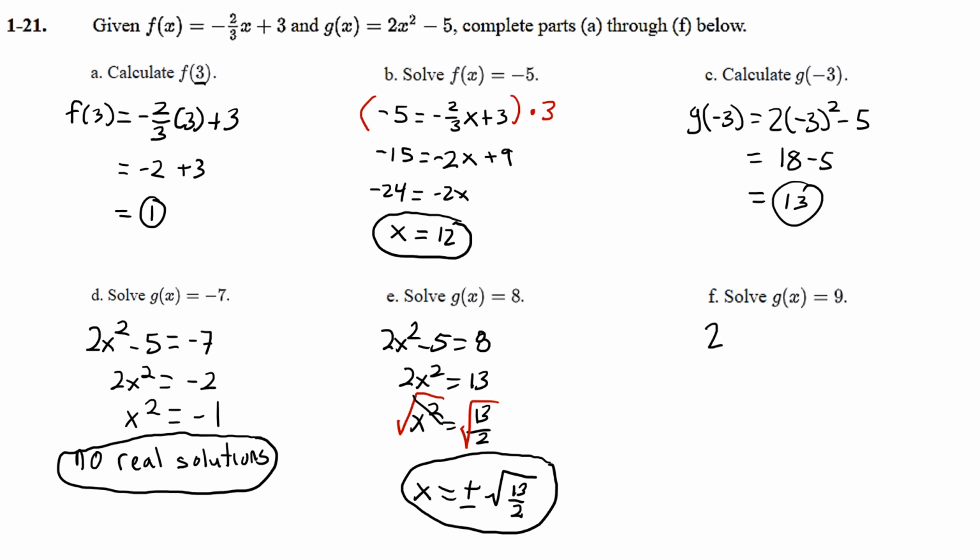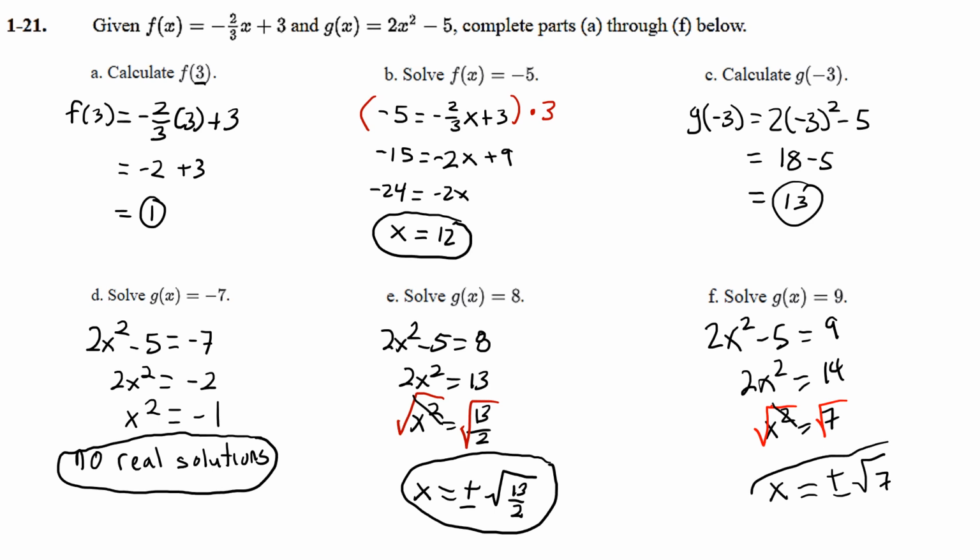So g of x equals 9. So let's do it again. Same function equals 9. So now we're going to add 5 again. Divide by 2. It's going to be 7. And again, we're going to square root both sides. The square and the root cancel. So let's do that properly. X, and then I'm left with root 7. So I got to put that plus or minus sign in front of it.